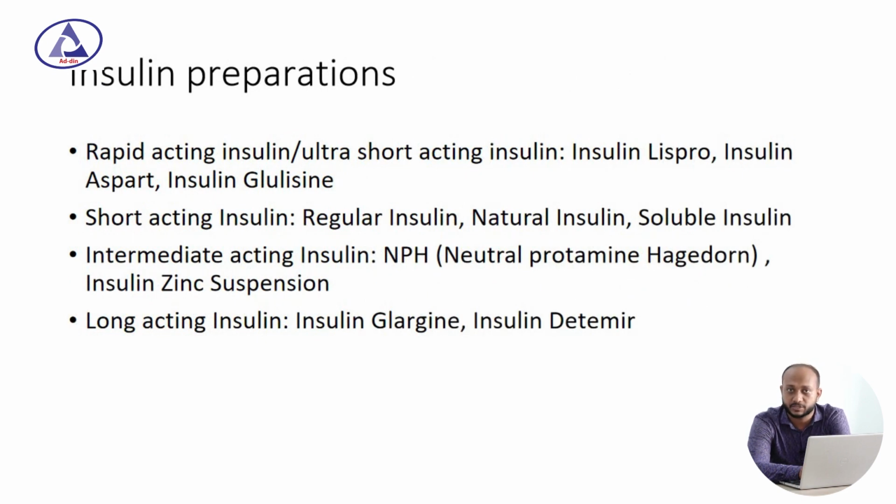What are the insulin preparations? There are many insulin preparations. First of all is rapid acting insulin or ultra short acting insulin, which is insulin lispro, insulin aspart, and insulin glulisine. Another preparation is short-acting insulin, which is regular insulin or soluble insulin. Another one is intermediate-acting insulin, NPH or neutral protamine hagedorn, and insulin zinc suspension. Long-acting insulin is insulin glargine and insulin detemir.